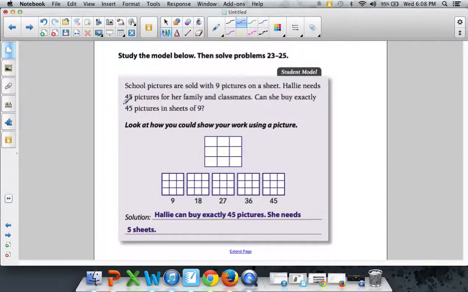We're on page... what page are we on? Maybe I should look. We're on page 62. And we're going to study this little model here, and then we're going to get down to business.